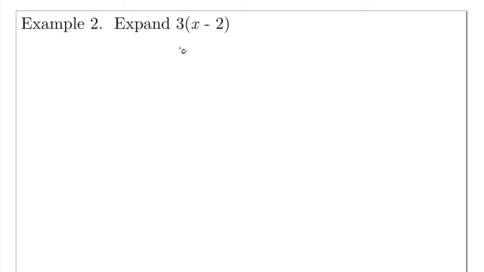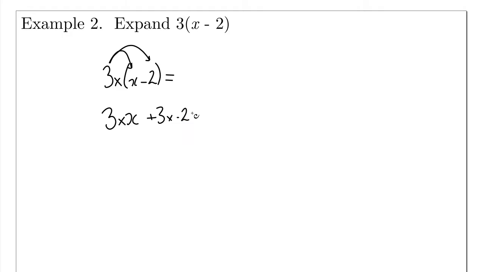Okay, example 2. It's similar to example 1. We have 3 multiplied by x minus 2. So we have 3 loads of x's and 3 loads of negative 2's. So when you expand this, you do 3 times x and 3 times minus 2. 3 times x is 3x. 3 times minus 2 is minus 6. And the answer is 3x minus 6.